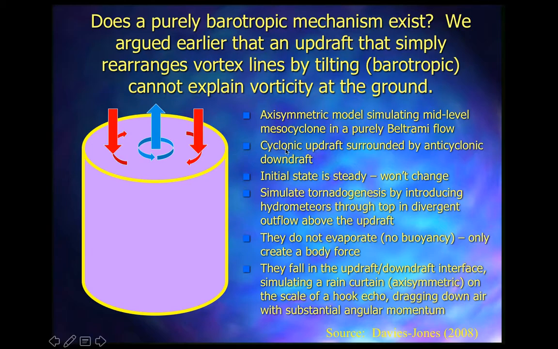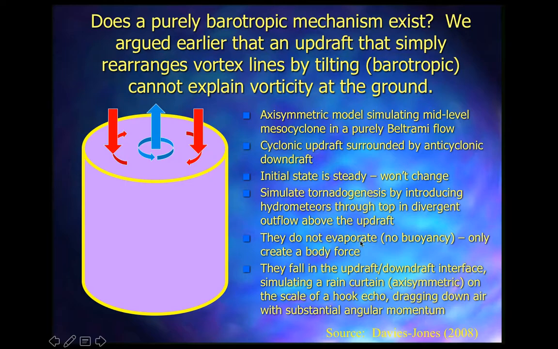So in this simple model, he said, let's impose a cyclonic updraft, you see there in blue with the updraft arrow and the swirling flow, surrounded by an anticyclonic downdraft. So we have updraft here and downdraft around it. Now it turns out that theoretically this is a classic Beltrami flow. And it also turns out the flow is balanced. So this initial state, if it's specified properly, is steady. It will not change with time unless you impose some type of perturbation. So he's saying, suppose we have essentially a mesocyclone here in the middle, surrounded by a downdraft. It has to be a downdraft by mass continuity that's rotating the opposite direction.